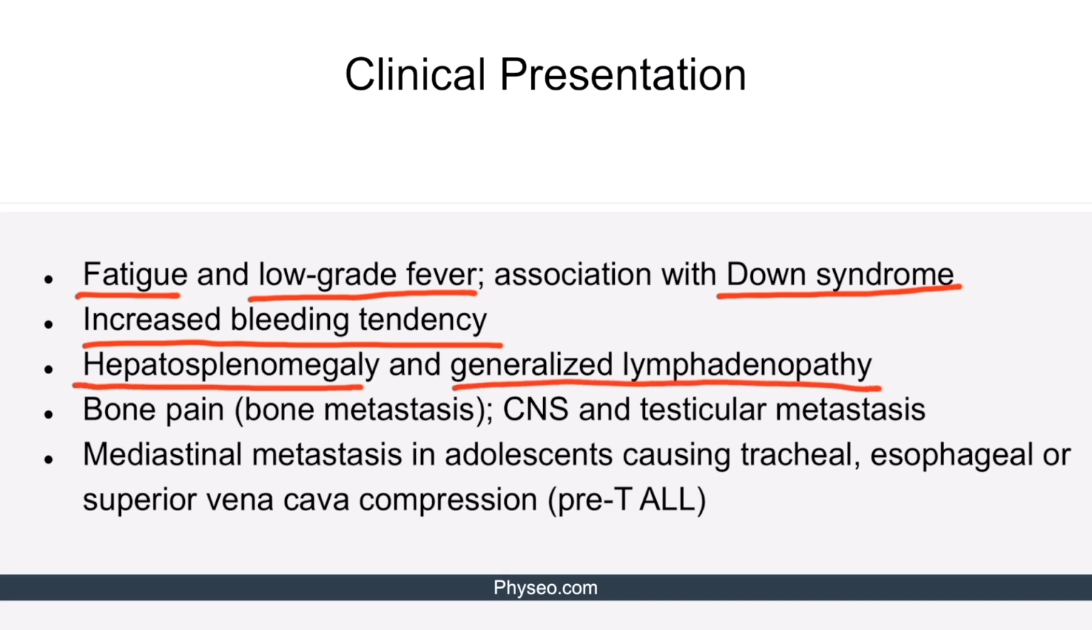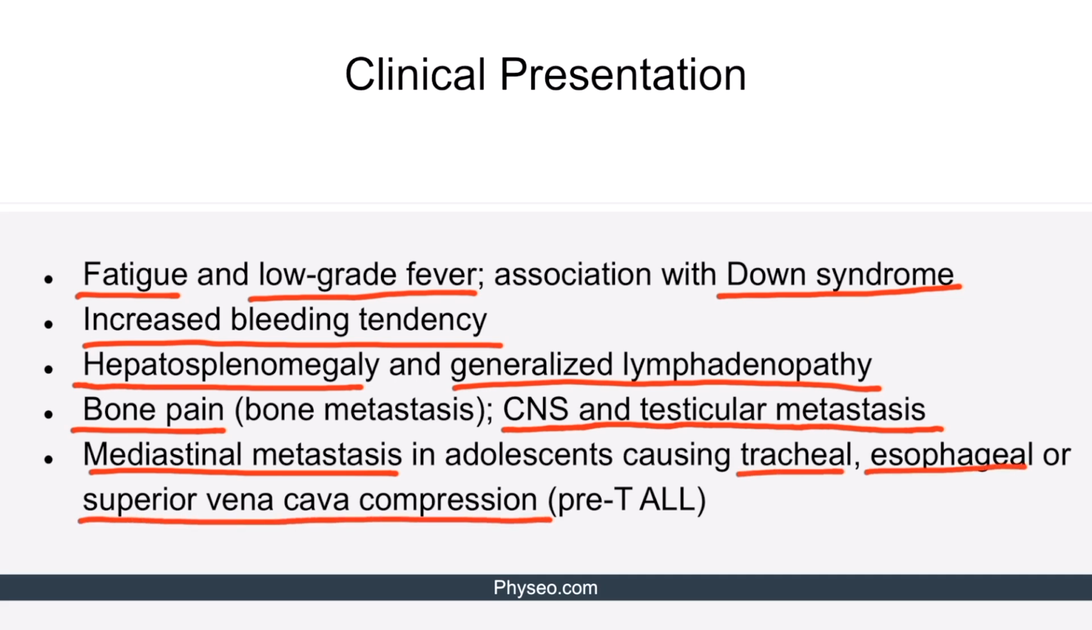Hepatosplenomegaly and generalized lymphadenopathy is due to lymphoblastic infiltration in the liver, spleen, and lymph nodes. Additionally, bone pain can occur if there are bone metastases. Central nervous system and testicular metastases commonly occur as well. Finally, pre-T cell ALL commonly metastasizes to the mediastinum, especially in adolescents, and this can cause compression of the trachea, esophagus, or the superior vena cava. Therefore, a child with pre-T cell ALL may develop dyspnea, stridor, dysphagia, or superior vena cava syndrome from the external compression of the respective organs.